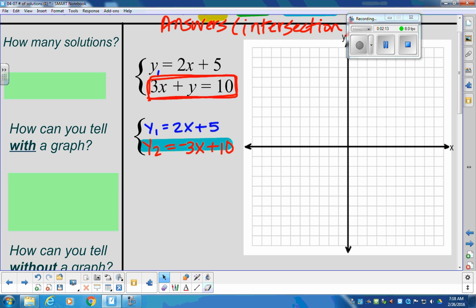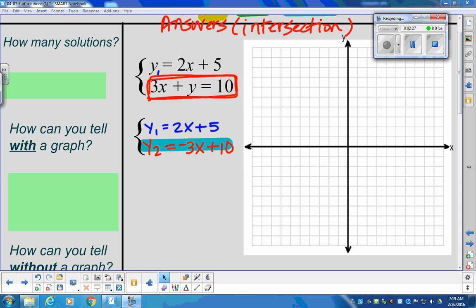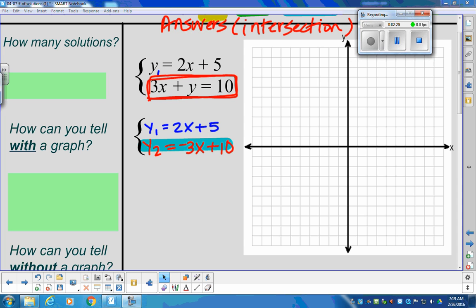We want to know what is true about those equations. How many times do those two lines hit? Do they hit once? Do they not hit at all, which means they're parallel, or do they hit everywhere, which means it's the same line? We're going to work through that right now in our work. So how can you tell? Well, we can fast graph this.